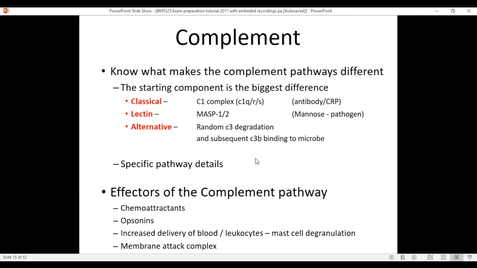You also need to be able to discuss the rationale for the complement pathway in producing opsonins. Okay, and opsonins are components that attach to the pathogen and enable the pathogen to be marked for degradation. Okay, so opsonins are little molecular tags that bind to the pathogen that enable the pathogen to be recognized by the immune system.